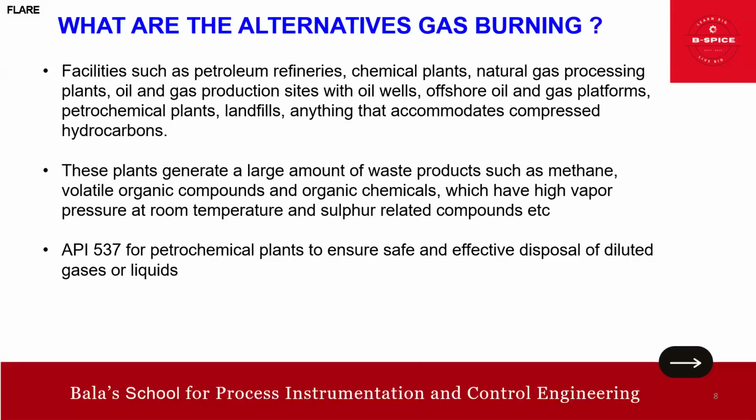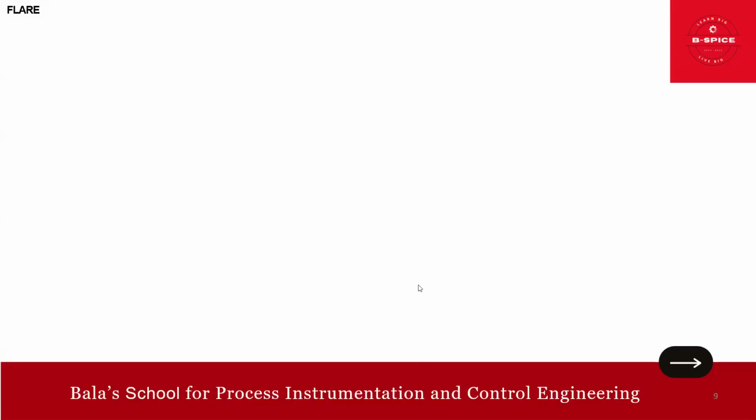So, API 537, this one you take as info. API 537 for petrochemical plants is to ensure the safe and effective disposal of diluted gases or liquids. This is the info for you.